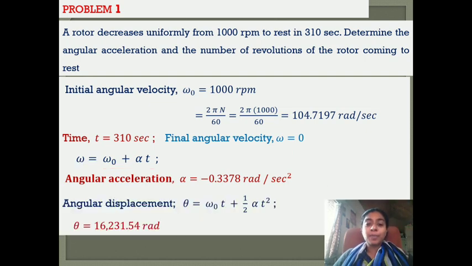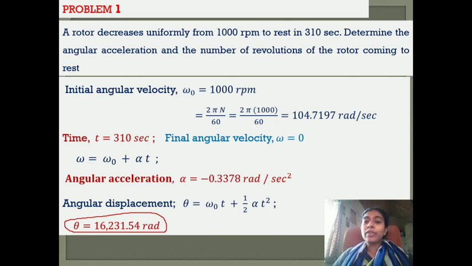Now the angular displacement, we know s is equal to ut plus half at square. Here the similar formula is theta is equal to omega naught t plus half alpha t square. So substituting the value of omega naught as 104.7197, t as 310 seconds, alpha as minus 0.3378 radians per second square, we get theta as 16,231.54 radians.